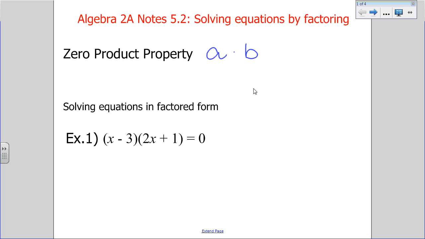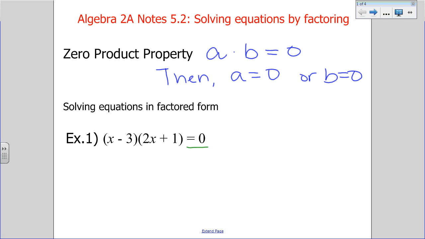If A times B is equal to 0, then A equals 0 or B is equal to 0. And as you know, guys, that's the only way to get 0 in multiplication, is if one of your two factors is 0. So how are we going to use that? Well, we're going to take these quadratics that we've been factoring and put them into an equation form. We are going to set them equal to 0.